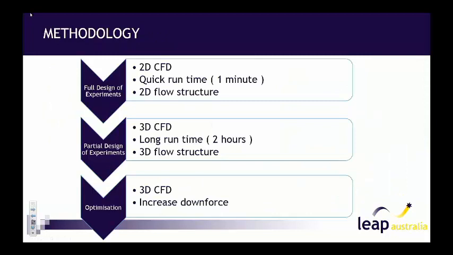So the methodology. I first did a 2D CFD simulation. The reason for that was quick run times. It enables you to check out 2D flow structures, and we can do quite a bit of experiments. So we can sweep through a lot of flap angles with a lot of different ground clearances as well. Looking at that data, we can then hone in on areas that create quite a bit of downforce and do a full 3D simulation.